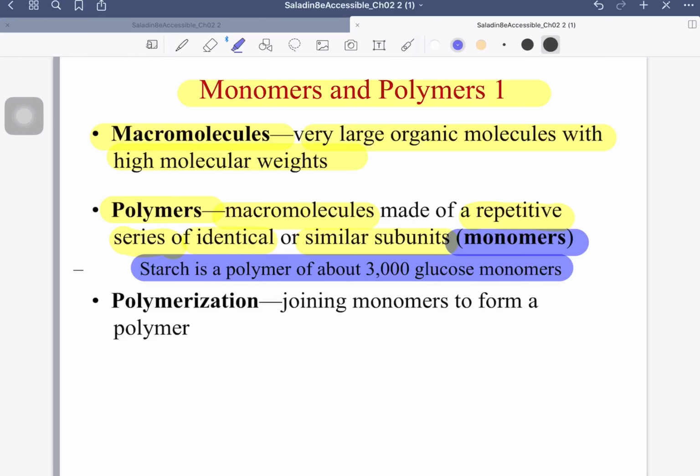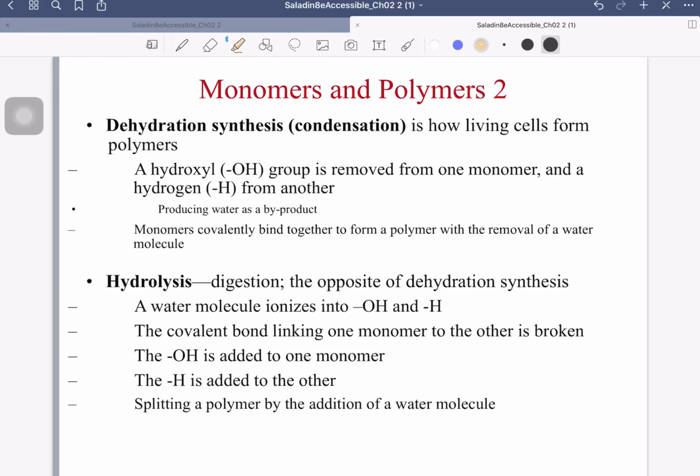Polymerization is the actual process of joining the monomers to form a polymer. So that's the actual process of sticking these individual subunits together to make the larger molecule. Now there's 2 ways this can happen.